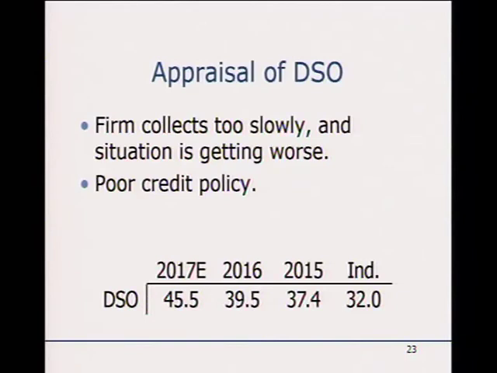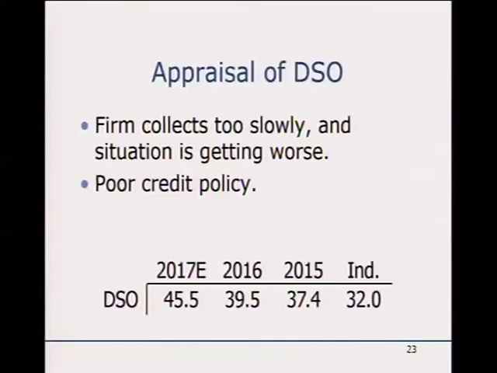So that has got a serious negative impact on our cash position. We are taking too long to collect the money. So it means we also have financial liquidity problems. The firm is collecting too slowly, and the situation is getting worse because in 2015 we were at 37.4. In 2016, we went up to 39.5. Now we are projecting 45.5. So we are relaxing.